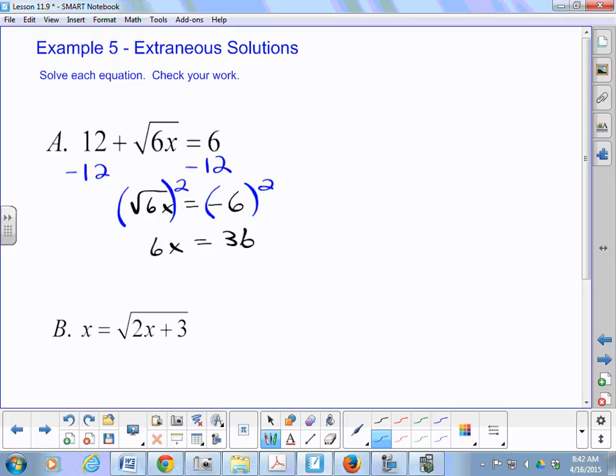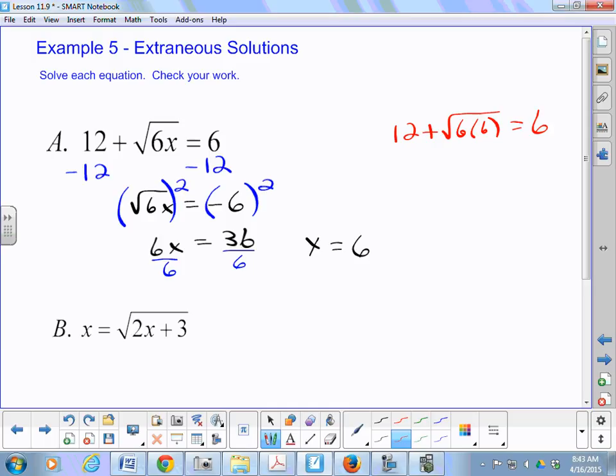6x equals 36. Remember, when I square a negative, I get a positive. We divide by 6, and we get x equals 6. Great, I got an answer. The only problem is, it's wrong. This is what we call an extraneous solution. It's an answer I get when I solve the equation, but when I go back in to check, it doesn't work.